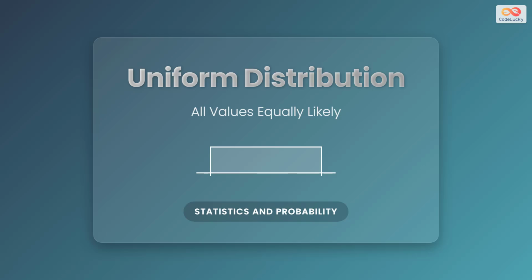Welcome to this introduction to the uniform distribution. In the world of statistics and probability, this is one of the simplest yet most fundamental concepts you will encounter. It describes a situation where every outcome is equally likely to occur. Let's explore what that means.